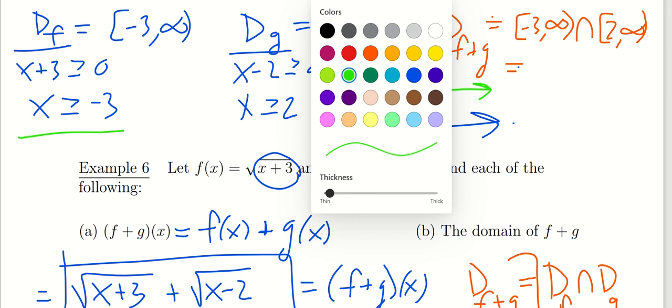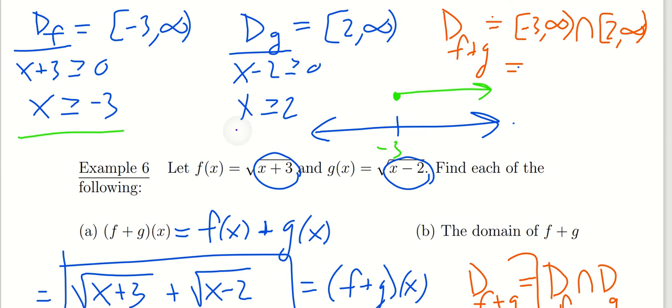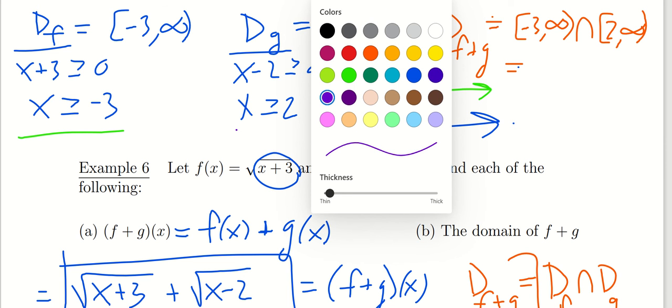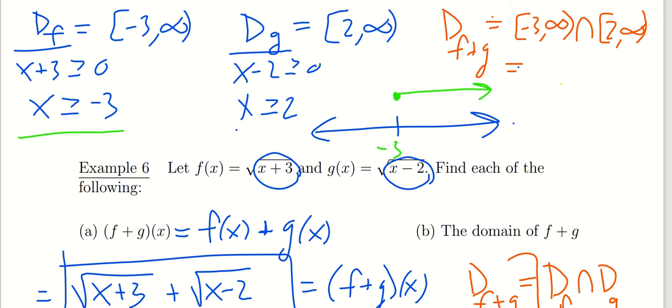I'm going to graph the next one in, let's say, orange. Not orange. Purple sounds nice. That's too close to blue. Let's go yellow. x greater than or equal to positive 2. Well, positive 2 would be here. And that would include everything to the right of 2.